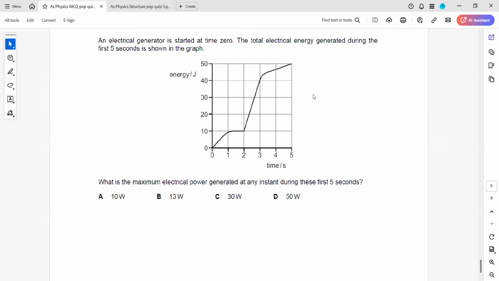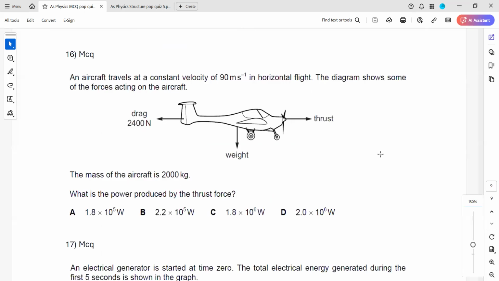Question 16, okay. An aircraft travels at a constant velocity. So if the aircraft is traveling at a constant velocity, the thrust should balance with the drag. So it should be 2400 newtons.